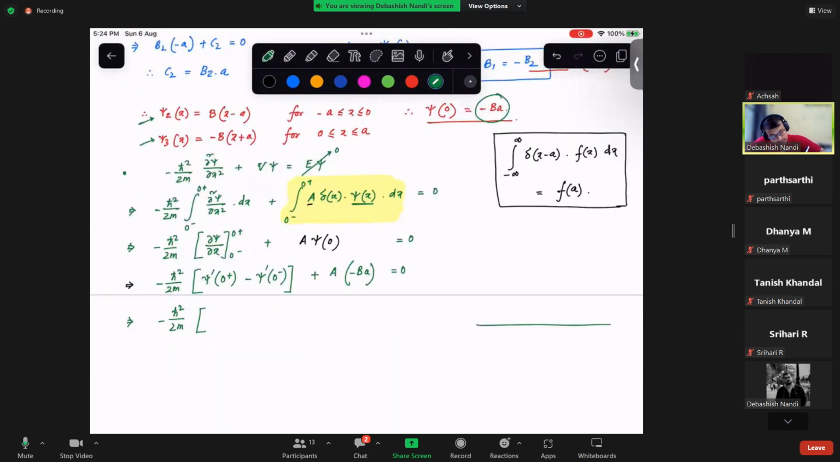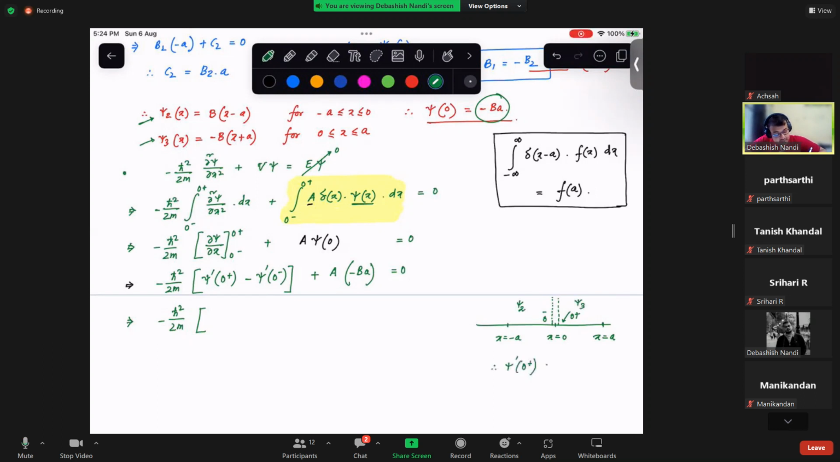So can you tell me what my psi dash of 0 minus is from this? See, this was my region, right? This is x equal to minus a, this was x equal to 0, this was x equal to a. So 0 minus would be around this region and 0 plus would be around this region. Let's say this is 0 plus and this is 0 minus. So what function was valid at this place? Psi 2, and it was psi 3, right? So psi dash of 0 plus would be nothing but d psi 3 of dx at x equal to 0 plus, right?